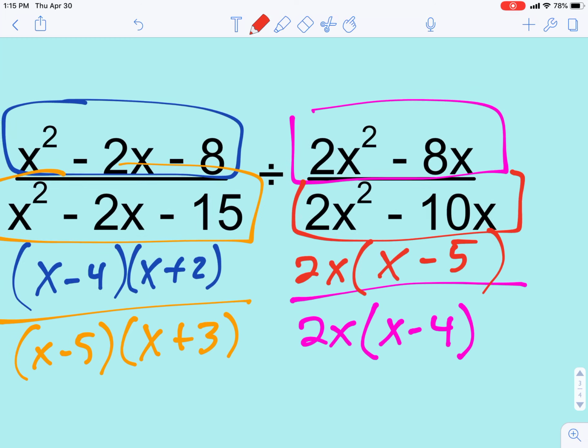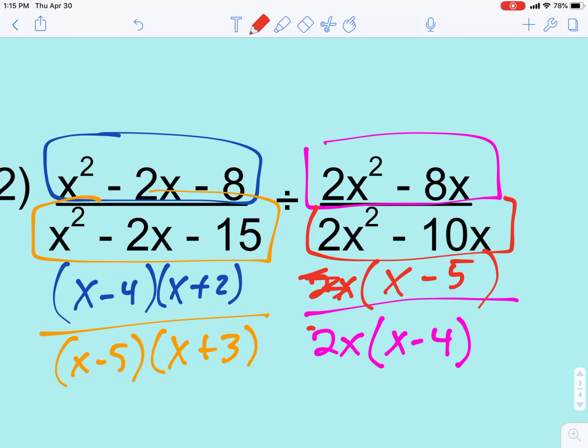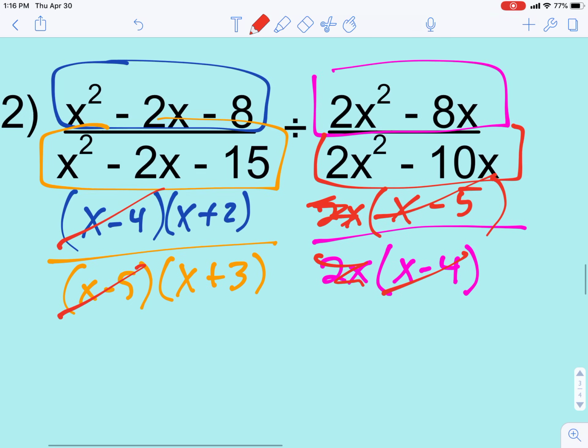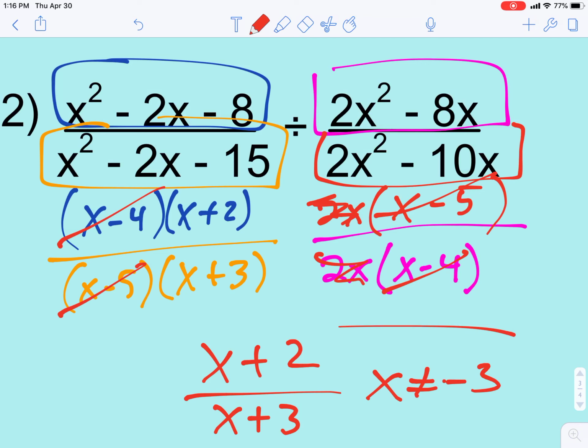All right, so we did everything all at once. We have common factors of 2x on the top and bottom because it's just 2x, nothing adding or subtracting. We got the minus 4s. We got the minus 5s. And we're left with x plus 2 over x plus 3. And x can't be negative 3 because that makes us divide by 0 on the bottom.